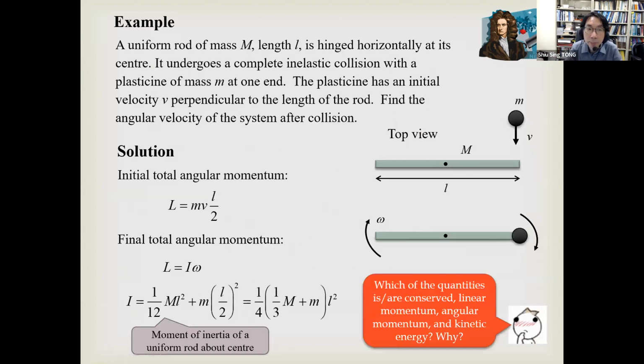Now let's handle a more difficult example. Suppose you have a uniform rod. This is a top view. You have a uniform rod placed on a smooth horizontal table, and the rod is pinned about its center on the table, so that the whole rod is free to rotate about this pin. The whole thing is rotating horizontally, so you can neglect gravity. There's no gravity effect because the rotation of the rod is on the horizontal table.